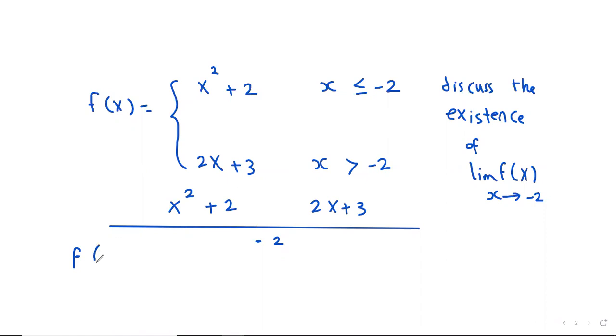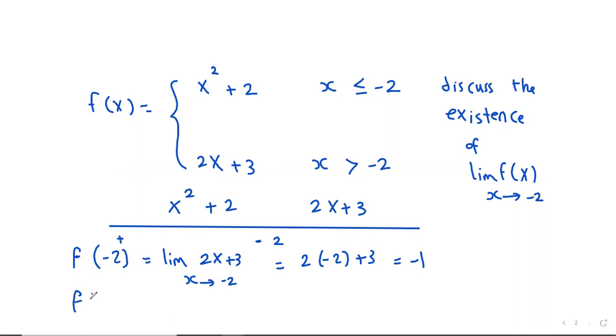And we are going to find f of -2 as x approaches -2 from the right. So we're going to find the limit of 2x plus 3 when x approaches -2. So it will be 2 times -2 plus 3, which is -1. And f of -2 from the left: the limit of x squared plus 2 when x tends to -2. That is -2 to the power of 2 plus 2, which is 4 plus 2, it's 6.